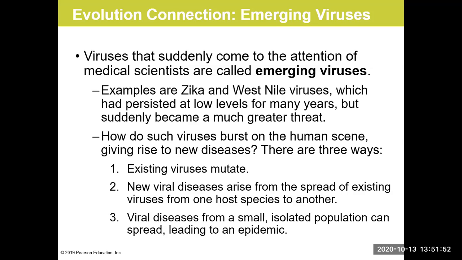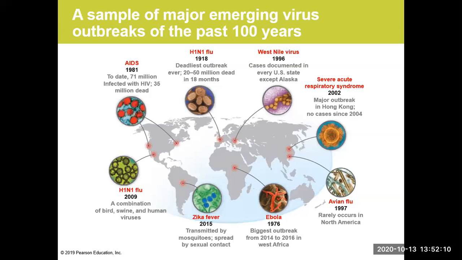New viral diseases arise from spread of existing virus species. This is the zoonotic transfer that I was talking about. Or viral diseases from a small isolated population can also spread to bigger populations because travel has become so easy these days, and these can cause epidemics or even pandemics. This slide shows you a sample of the major emerging virus outbreaks in the past 100 years. You can see all the important names there: AIDS, H1N1, Zika, Ebola, SARS, West Nile virus, and we can also add COVID-19, which stands for coronavirus disease of 2019 caused by the SARS-CoV-2 virus, to this list.